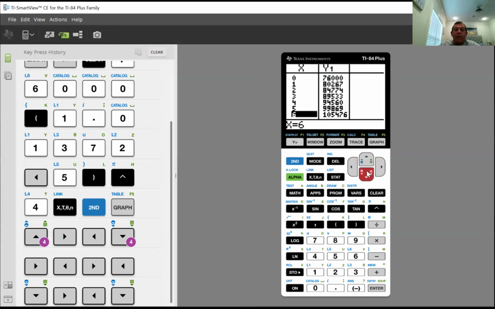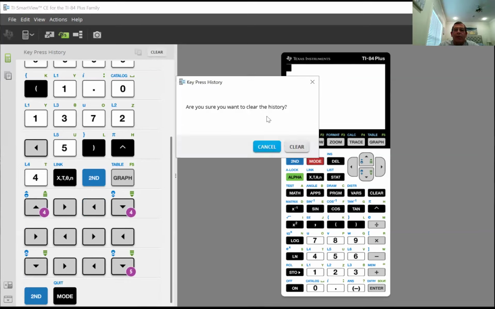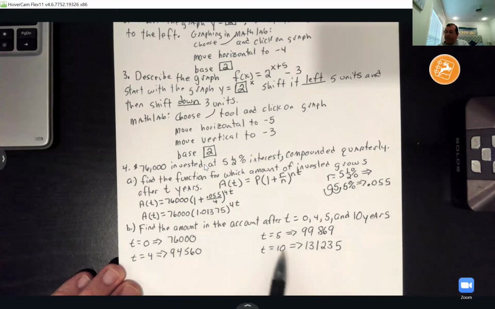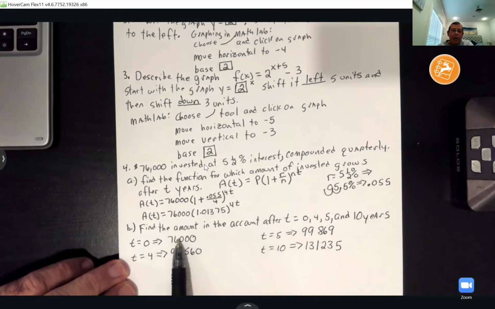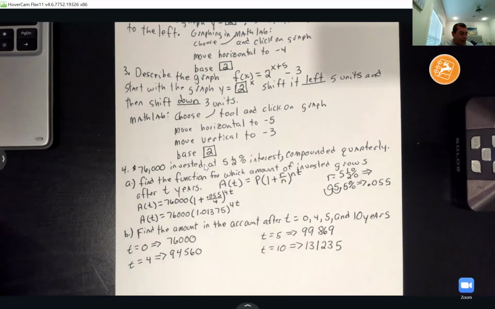All right, so now we got to go down to 10. And at 10, I got 131,235. Okay, so use that calculator, okay, because it'll get them done quick. And it rounds them off if you use the table, okay? All right, y'all, so 0, 4, 5, and 10, those were my 4 amounts. And notice it went up. It has to go up each time if it's an investment, okay?